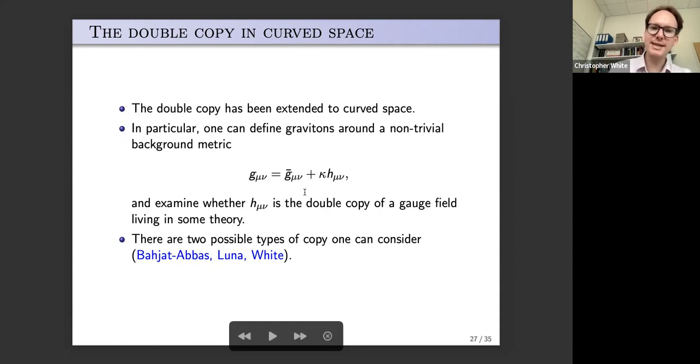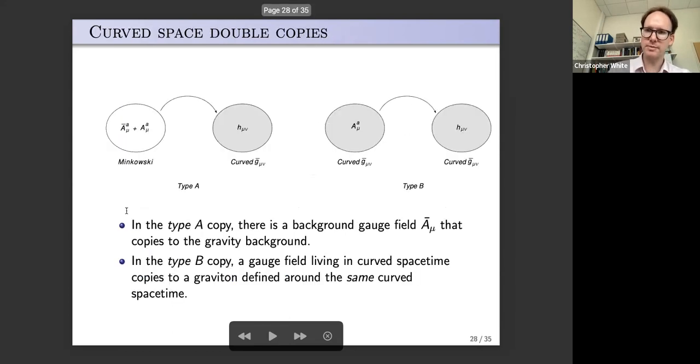So then we can examine whether you can construct a graviton around a non-trivial background metric such that it is some sort of double copy of a gauge field living in some theory. If you think about it, there are two possible types of double copy you could consider. You could take a Minkowski space with a background gauge field in it, where there's a perturbation defined around that background gauge field, such that the background metric is the double copy of the background gauge field, and the perturbations are also double copies. That is the strict, correct double copy, and that's what we call a type A one.